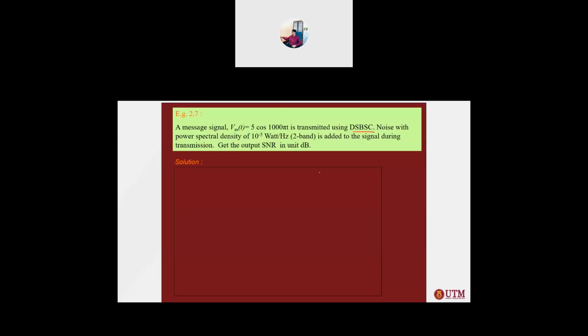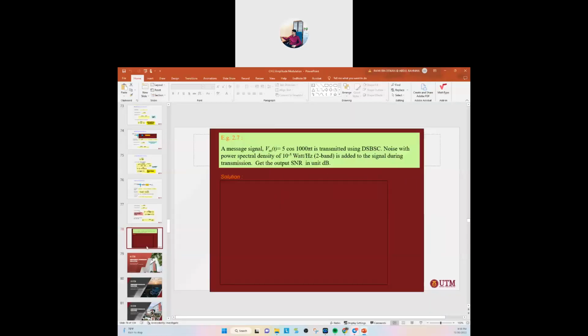So this one, you want to try first, or wait? Better you try first. A message signal VMT 5 cos 1000 pi is transmitted using DSBSC. Noise with power spectral density, you see, power spectral density is the one that you saw just now, they look like N. And it is added to the signal during transmission. Get the output SNR in decibel. So they want you to solve for SNR out.